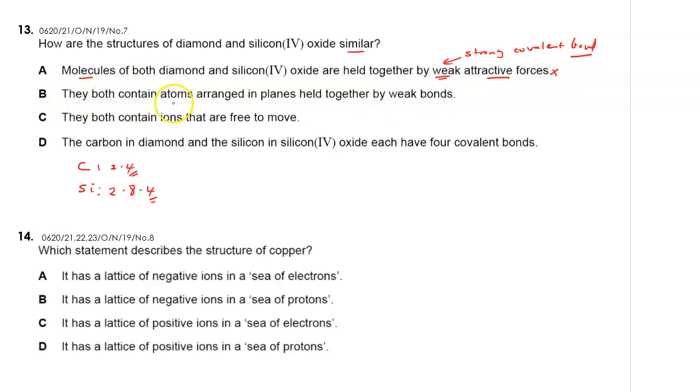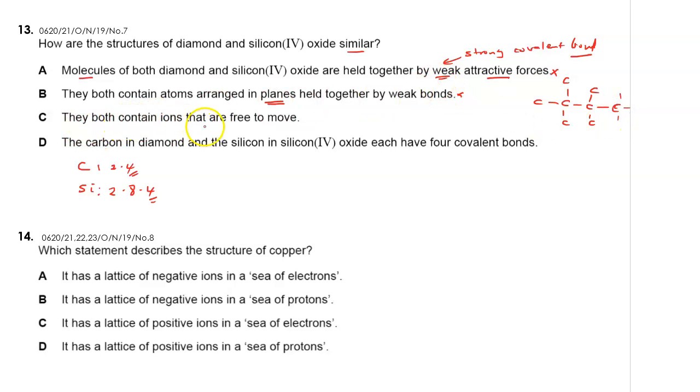B, they both contain atoms arranged in planes held together by weak bonds. That is not correct. Of course, in diamond, we have each carbon atom bonded to 4 other carbon atoms, and it is an extensive network of bonding, right? So there are no layers, there's no arrangement in planes, right? So that is not correct.